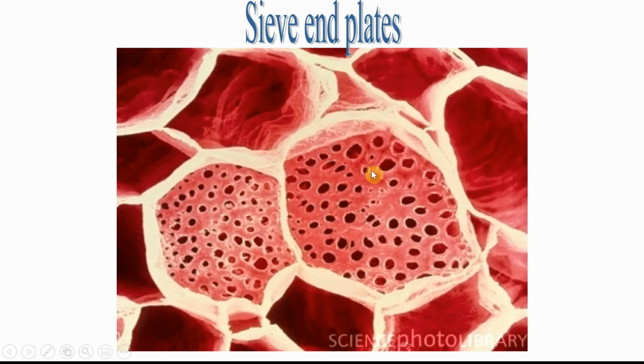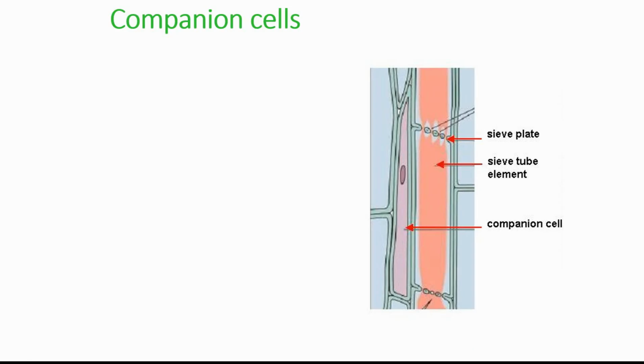And there's a cross section of one. You see clear gaps between them, allowing a continuous flow without hindrance.